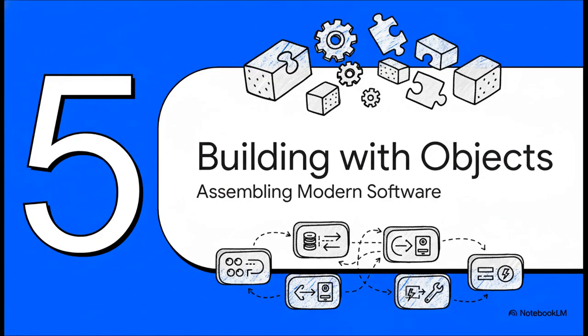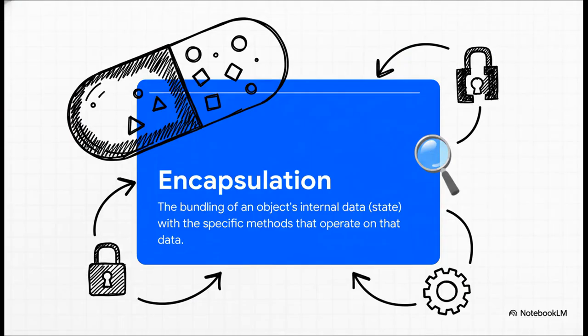Okay, so we've covered the rules, the different philosophies, and where our data lives. Now let's talk about how we assemble all these little pieces into the modern software we use every day. And that's where object-oriented programming comes in. It's all about bundling data and the functions that use it into these tidy packages we call objects. The absolute core idea here is encapsulation.